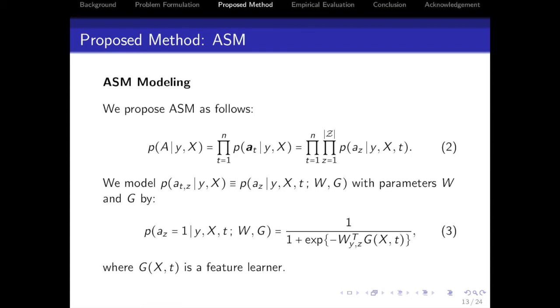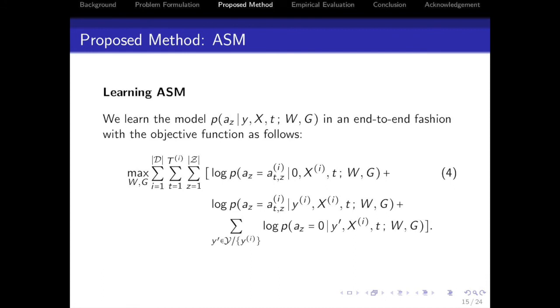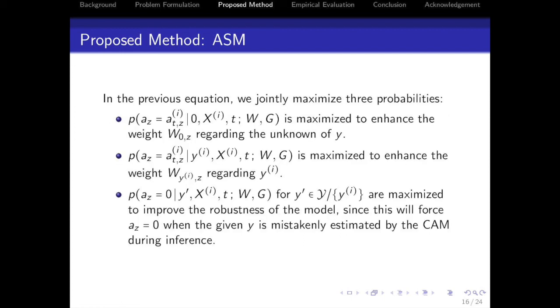We propose the action sequence model, which estimates the probability of an action sequence as a product of probabilities of actions at each timestamp. The probability of an action is modeled by a deep neural network which takes a window of time series as input, and outputs whether the action appeared or not. The structure of the deep neural network is shown in the figure. We learn the probability model of actions by optimizing the following objective function. We jointly maximize these three probabilities, which improves the effectiveness and robustness of the model.